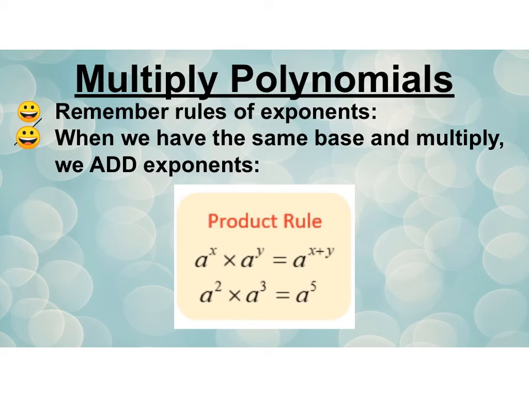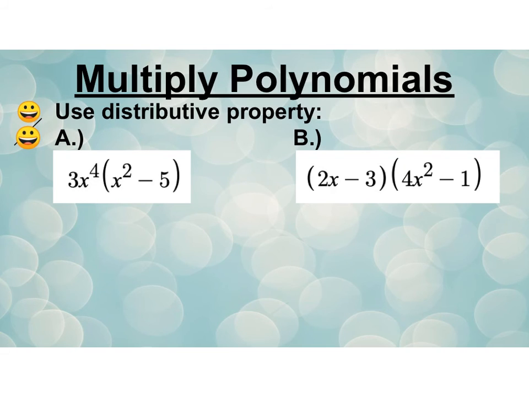When we multiply, we need to remember our rules of exponents. So when we have the same base, in this case we have a base of a, then we add our exponents. So our variable group does change once we multiply. And we're just going to do the distributive property. We see the parentheses. Make sure you distribute that to everything inside. So this is going to become 3x to the 6th minus 15x to the 4th.